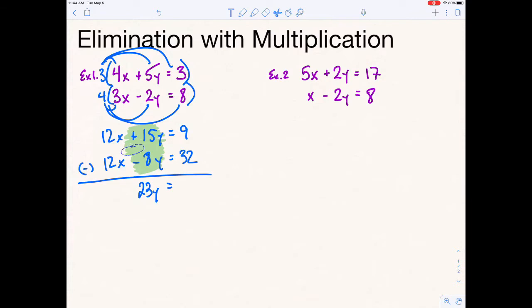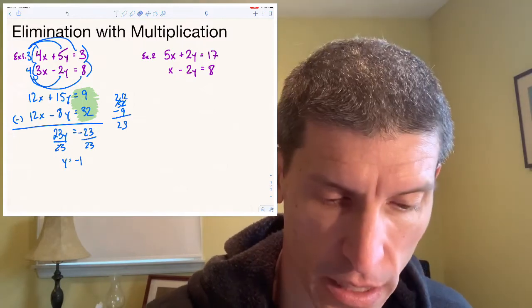And now I'm going to move this over again, and I'm going to do 9 minus 32. That's really just 32 minus 9 with a negative sign on it. 32 minus 9 is 23, so 23 with a negative sign on it. And now I'm practically done. Divide both sides by 23. Y is negative 1. Don't miss that negative sign.